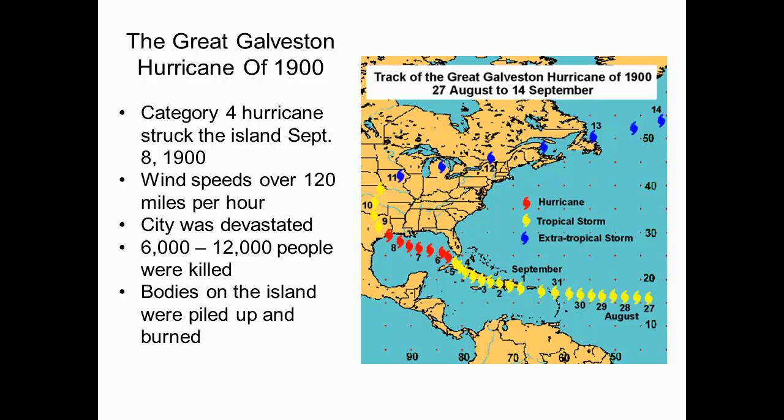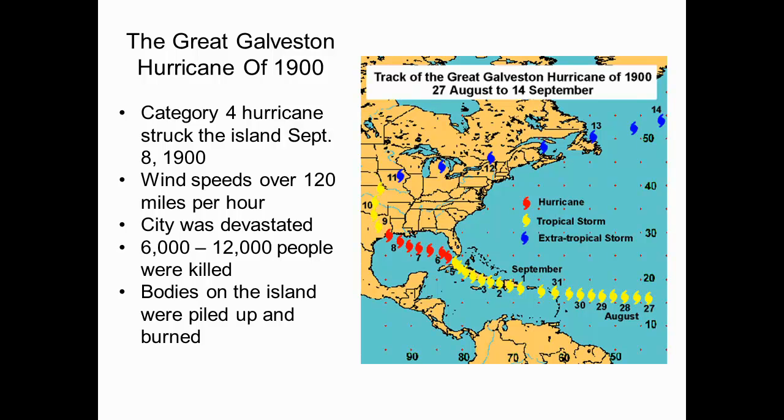One of the most devastating hurricanes that occurred in the United States was the Great Galveston Hurricane of 1900, which was a Category 4 hurricane when it struck the island on September 8th of 1900, reaching wind speeds of over 120 miles per hour. The result was that the city was devastated, and an estimated 6,000 to 12,000 people were killed.